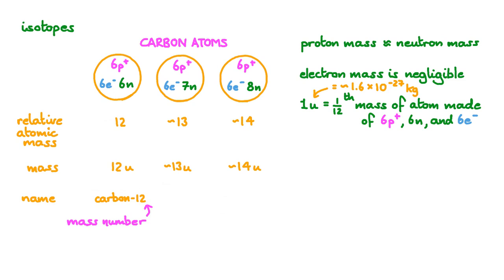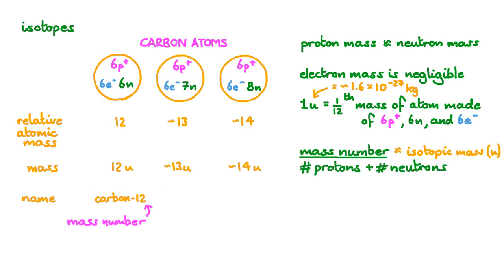Instead, scientists came up with a workaround called mass number. The mass number is how we identify each unique variation of an element. The mass number is simply equal to the number of protons plus the number of neutrons for atoms or simple ions of an isotope. And for convenience, the mass number is very close to the numerical value of the isotopic mass in unified atomic mass units, or the relative atomic mass.